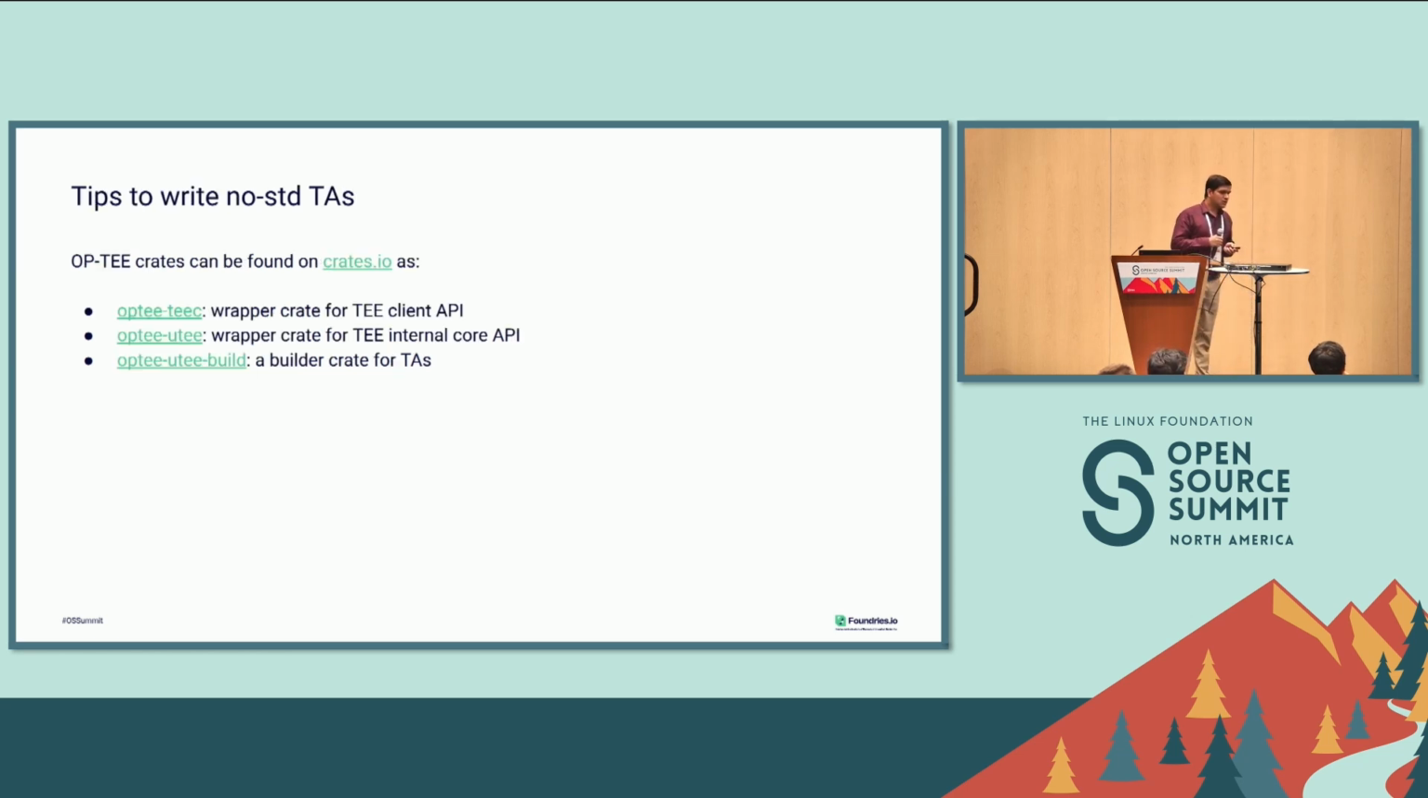So what you need for no-std TAs is just these three crates: optee-teec, optee-utee, and optee-utee-build. optee-utee-build is a crate that makes it easier. It contains all the boilerplate code for the trusted application build, so the build script for a trusted application can just remain minimal. So this crate is for that purpose.